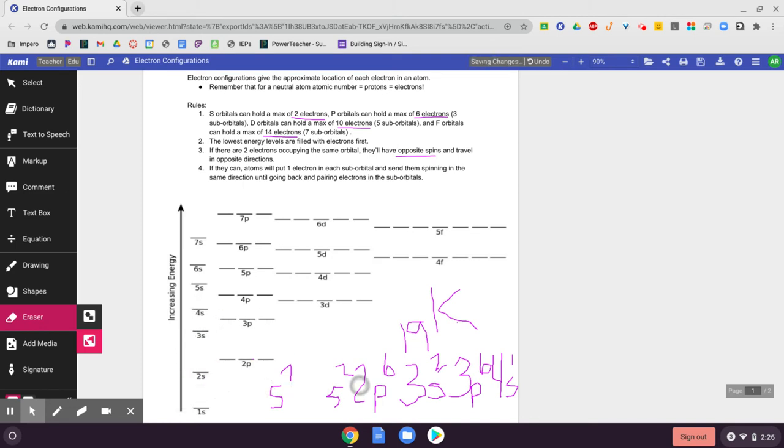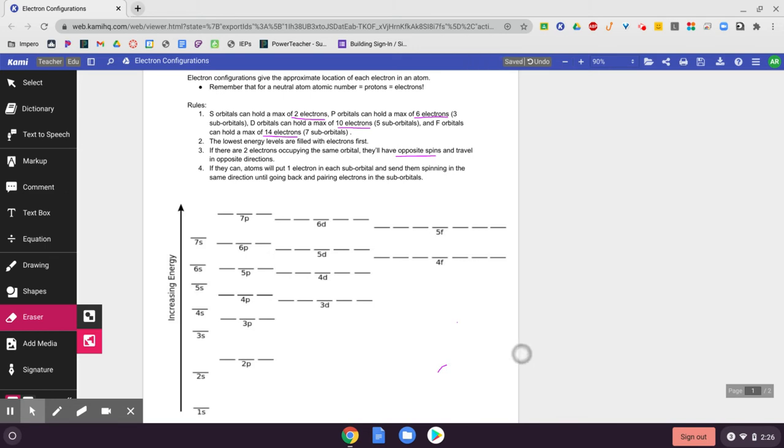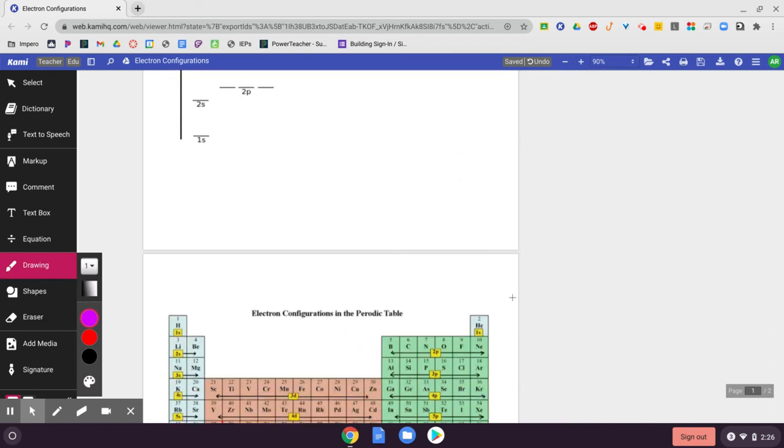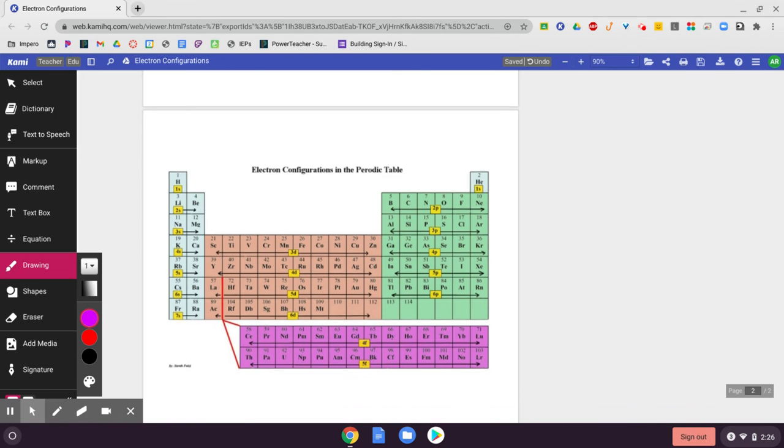Now, if you don't have the orbital notation handy, which most of the time we don't, there is a nice way that we can use the periodic table itself to help us write configurations. Because the periodic table can be broken down into electron configuration blocks, where we can see here in blue, this is known as S block. Here in orange, this is known as D block. The pink is known as F block, and the green is known as P block.